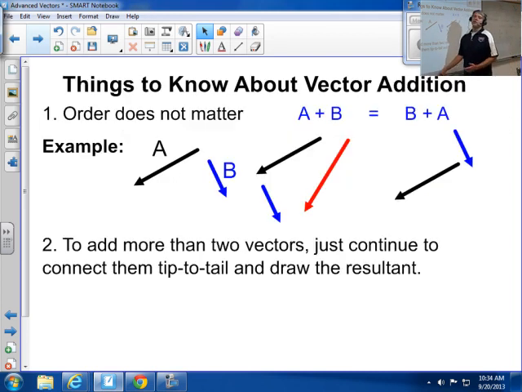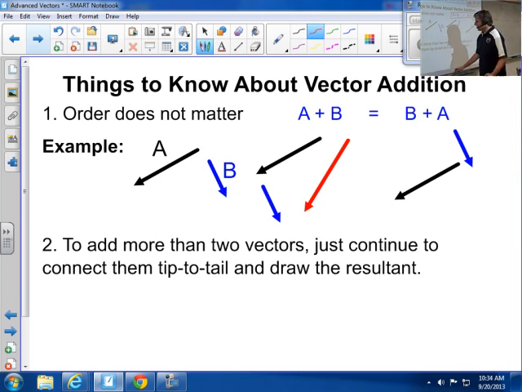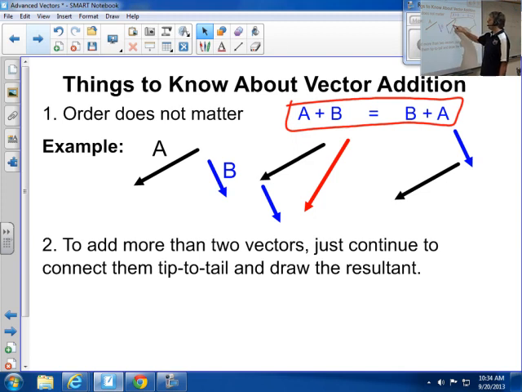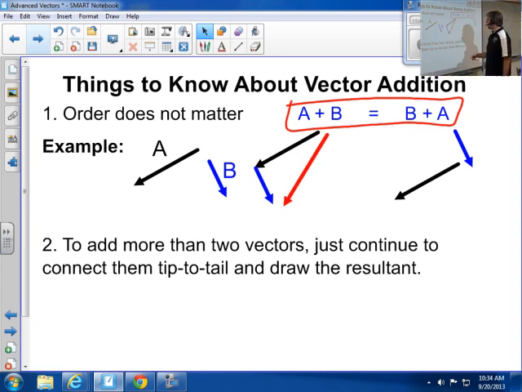Here are some basic things you might want to know about vector addition. The first thing is that just like when you're adding numbers, the order does not matter. A plus B is the same as B plus A. Here's a quick example. I've got these two vectors here on the left, A and B, and you notice A is the one that's black, B is the one that's blue. I'm going to add A and B together. Let's say I take A here, and then I attach B tip to tail. There's my resultant. That's A plus B.